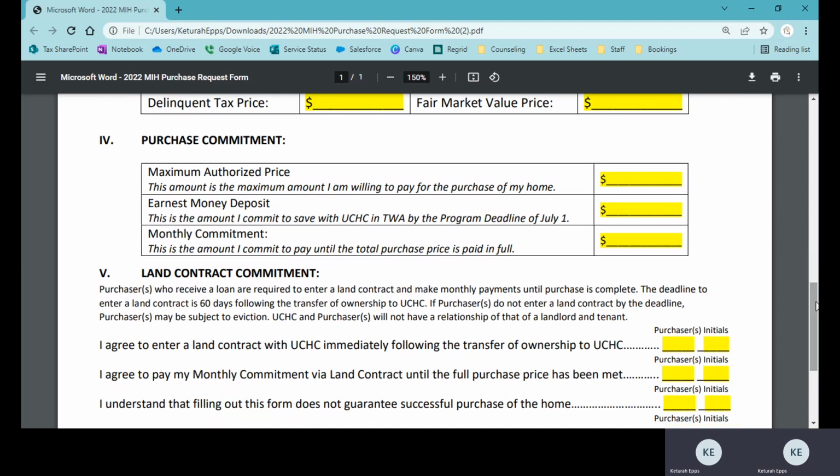Section 4 is the purchase commitment. So we need you to let us know your maximum authorized price. So this is the maximum amount that you're willing to pay for your home. We will not go through with the purchase of the property if it costs more than what your maximum authorized price is. Your earnest money deposit, that is the amount that you commit to save in your TWA by July 1st, which is our program deadline. And then your monthly commitment. This is the amount that you commit to pay every single month until the purchase price is paid in full.